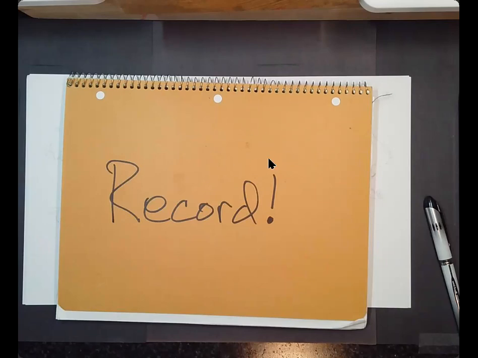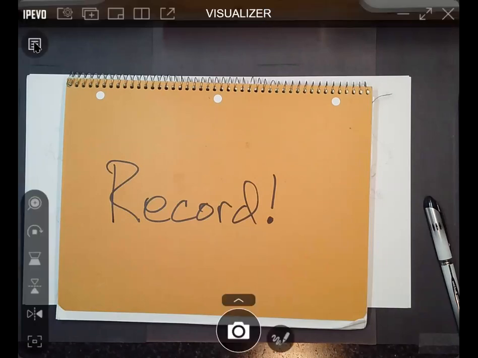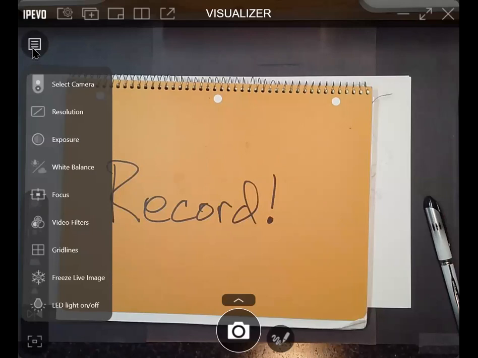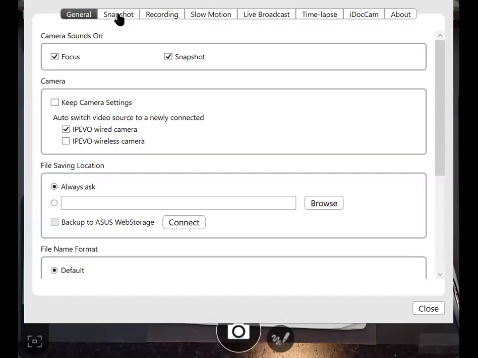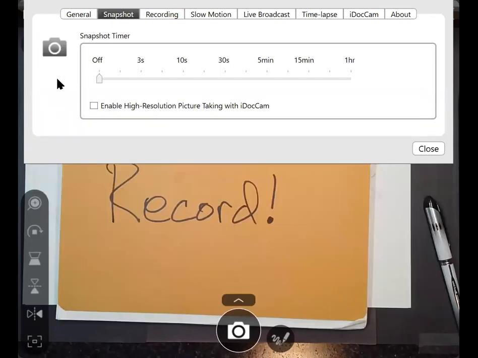Uh-oh, I seem to have a frozen screen here. I'm going to have to, oh, what is it that I have to do? Change the camera setting. I think it's snapshot, maybe. Nope.